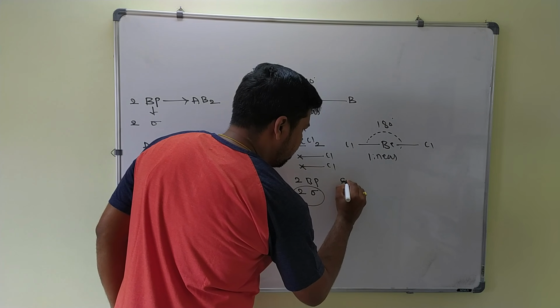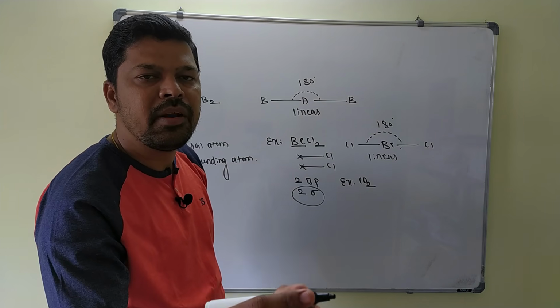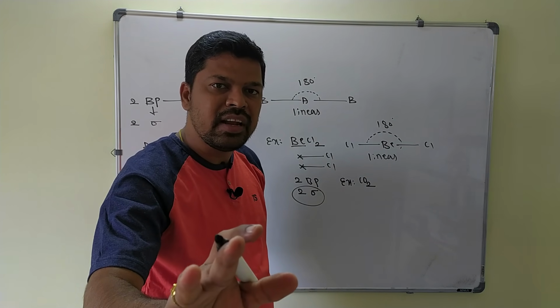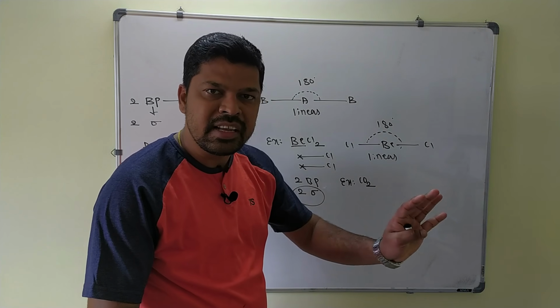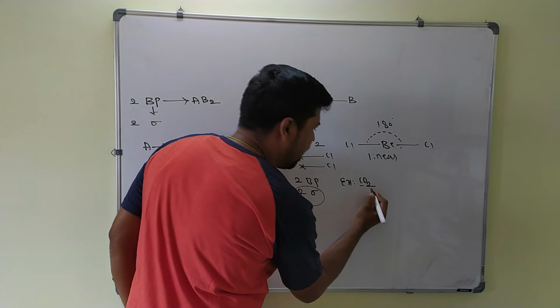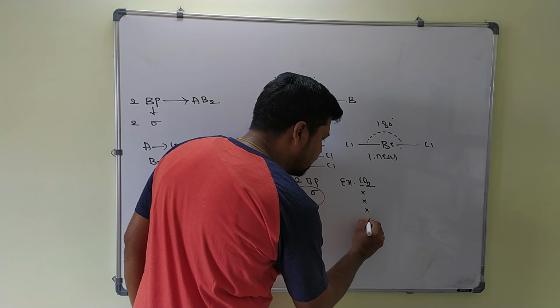If I take the CO2 molecule, already we have discussed that multiple bonds are not considered in the shape of the molecule, or we can say that multiple bonds are treated as a single bond. In the CO2 molecule, which is the central atom here? Carbon is the central atom. How many valence electrons are there in the carbon? 4 valence electrons are there.